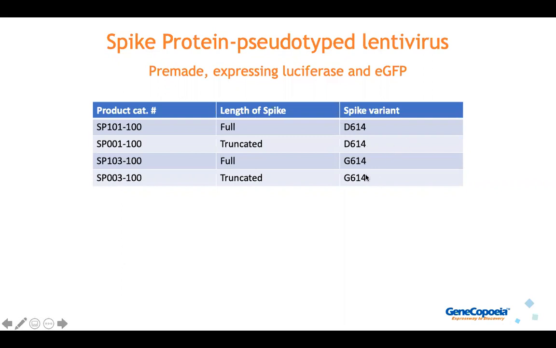And so it's hypothesized that this mutation from D to G at 614 caused an increase in the infectivity of the virus. And in fact, in some publications, it has been shown that this G614 mutant variant does give higher infectivity in cell culture experiments. So we provide both D614 and G614 to customers, as well as the full and truncated. So we have 4 different versions of the spike pseudotyped lentivirus.